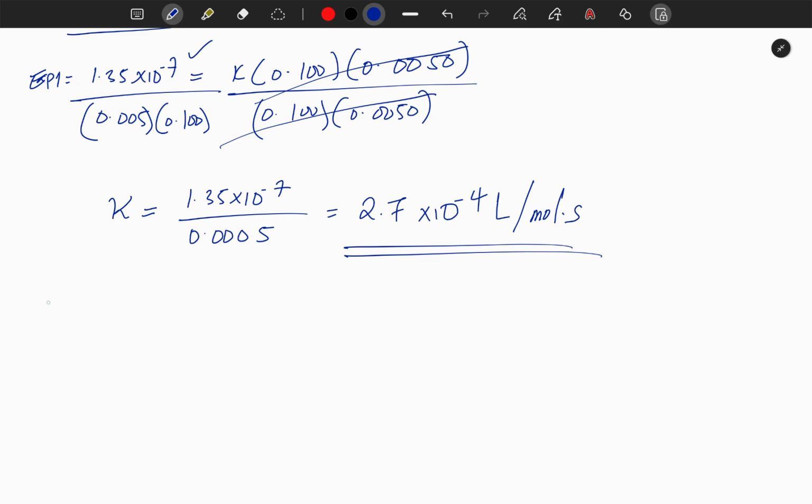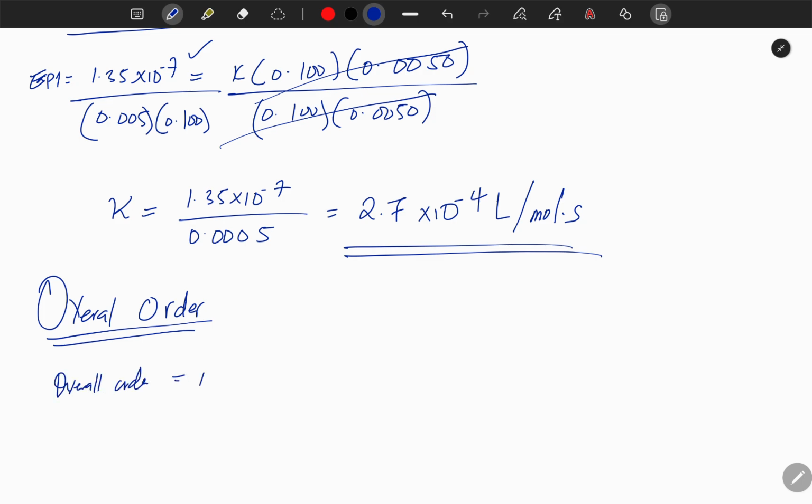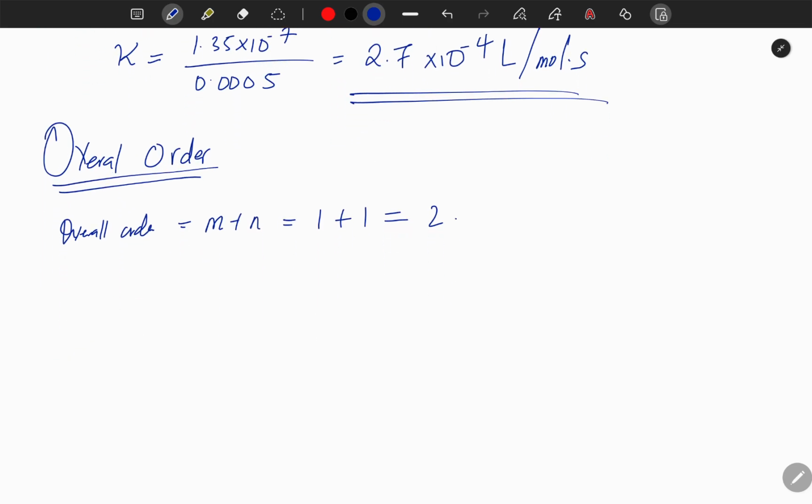Now, what about what now? Next is the overall order. What is the overall order of a reaction? So the overall order of a reaction is equal to m plus n. So 1 plus 1, so 2. So it means the entire reaction is of order what? Of order 2. Hence, the reaction is of order 2.